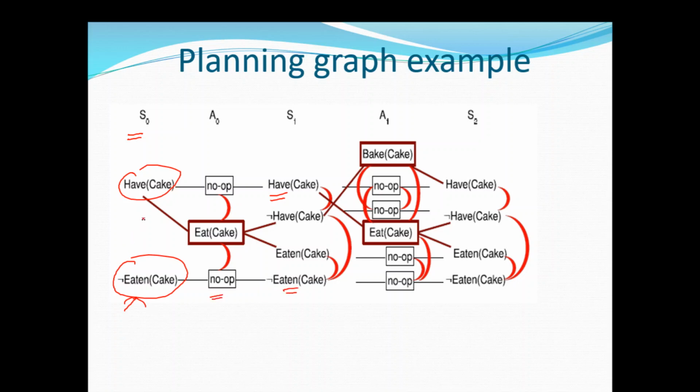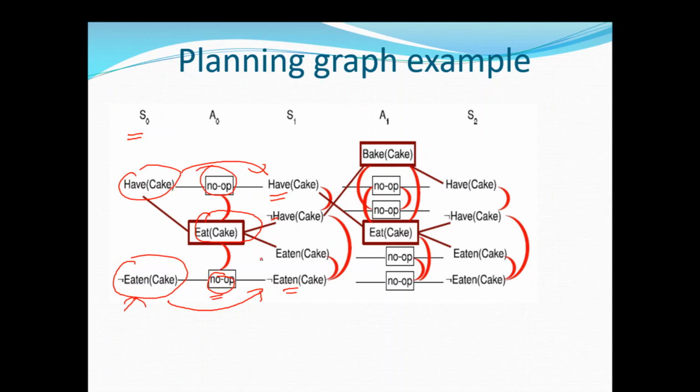But for have cake, you can apply another action, which is called eat cake. When you eat cake, you no longer have cake. So not have of cake and eaten of cake. Whereas other parameters are passed on as they are, because this is a no operation. So here the have cake is just passed on here. Similarly, this is also no operation, so this not eaten of cake is just passed on to not eaten of cake.